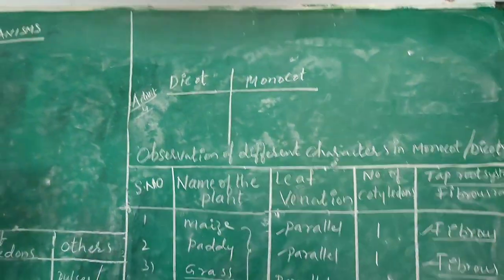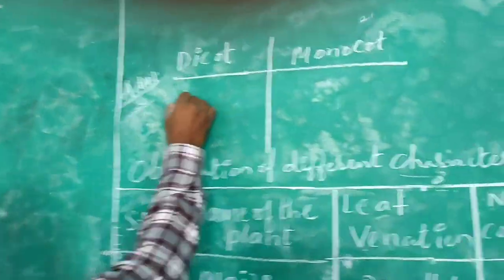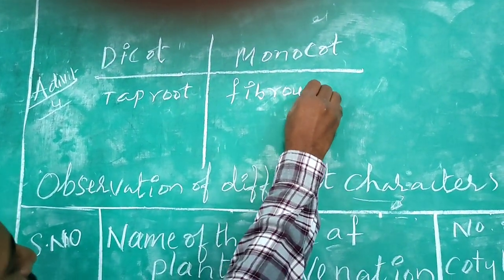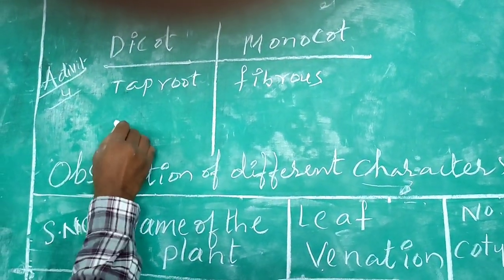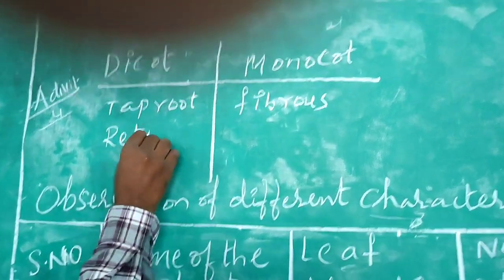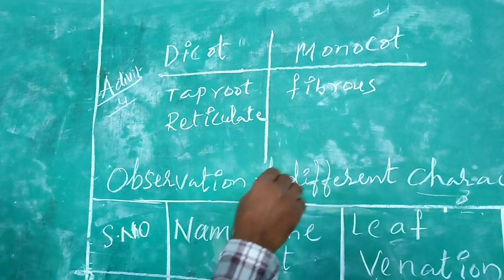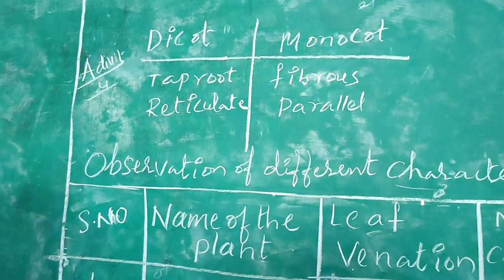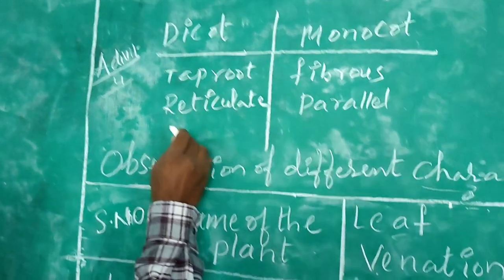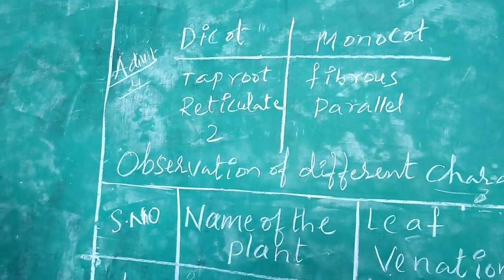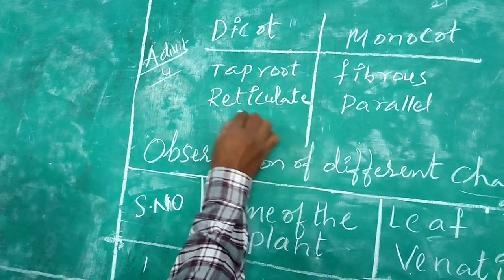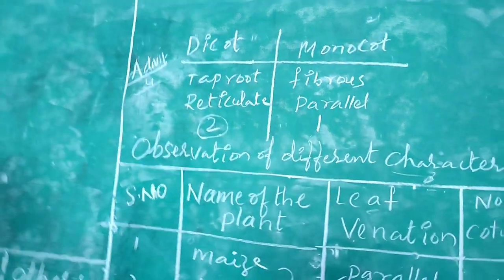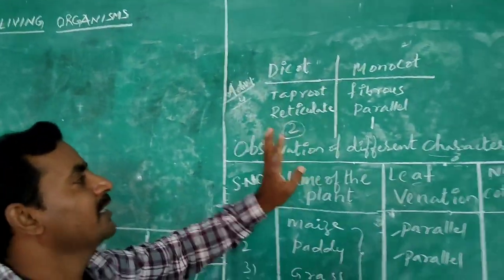So what are the differences between monocots and dicots? Dicot has a tap root system, but monocot has a fibrous root system. Then what is the venation in dicot? Reticulate venation, which we already saw in different activities. But in the monocot, we see parallel venation. How many cotyledons are seen in dicot plants? Two cotyledons. When we break the seed, it breaks into two equal halves. But monocots have a single cotyledon only. So these are the fundamental differences between dicot and monocot plants.